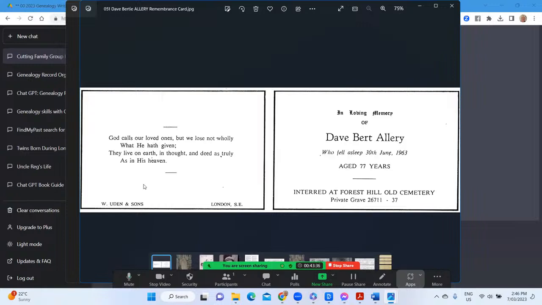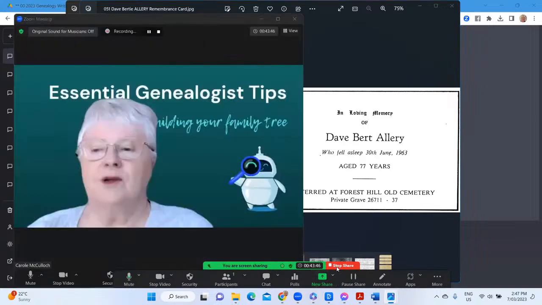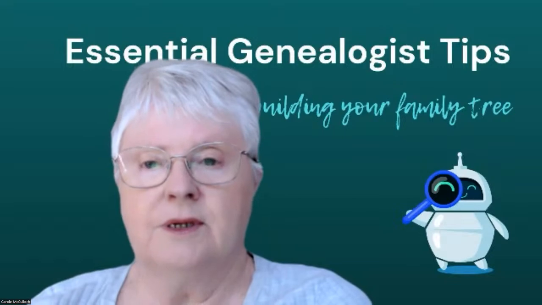So an obituary will often give you some more clues as to the life of your ancestor. Go have a look and see if you can find obituaries in your local newspapers.